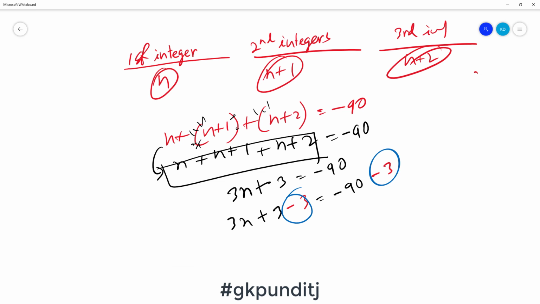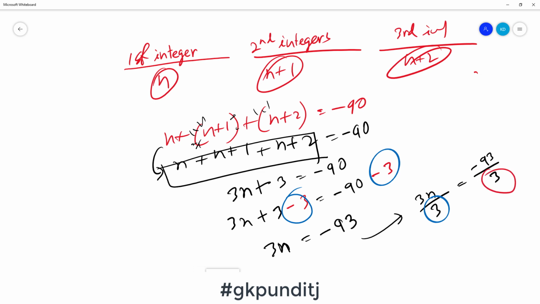Okay, and 3n is equal to minus 93. Now divide both sides by 3, and now we get n equal to minus 31.